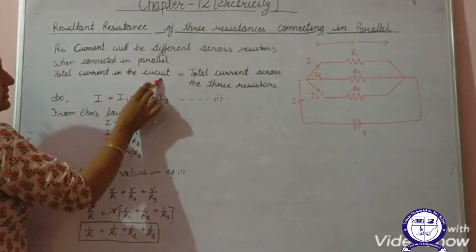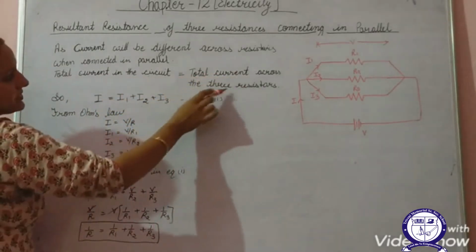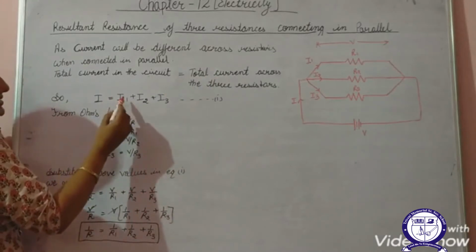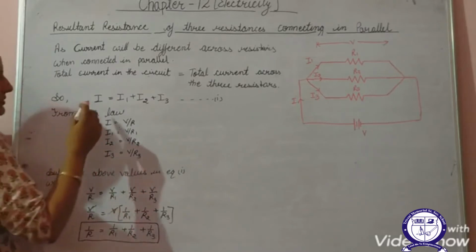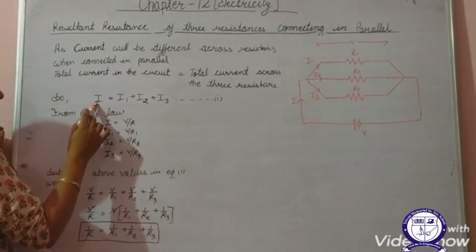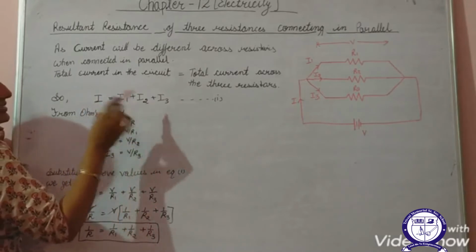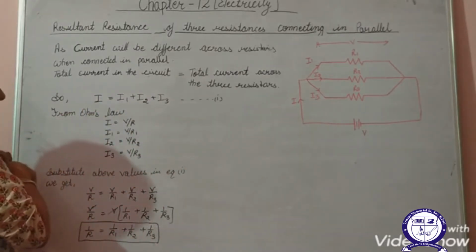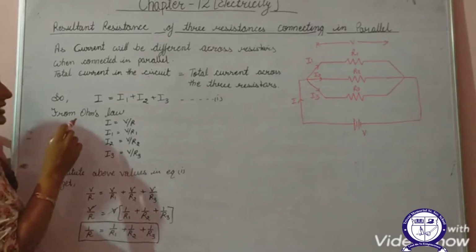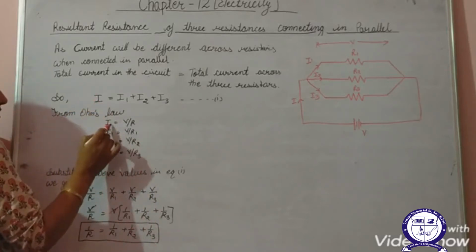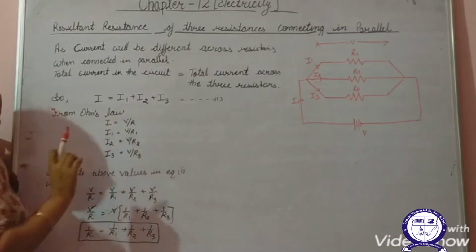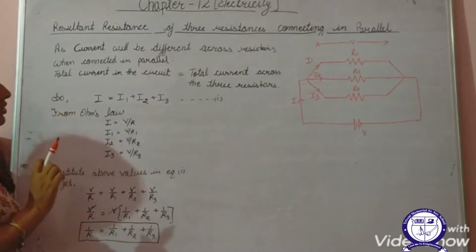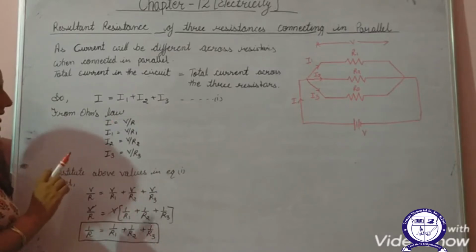Now the total current in the circuit will be equal to the total current across the three resistors. We have already stated that I1, I2 and I3 are the currents across resistors R1, R2 and R3 respectively. So we can say that this total current I will be equal to I1 plus I2 plus I3. Now using Ohm's law, I can write I in terms of V and R. If I is the total current, it could be written as V by R, where V is the total voltage offered by the battery and R is the total equivalent resistance when all three resistances are connected in parallel.